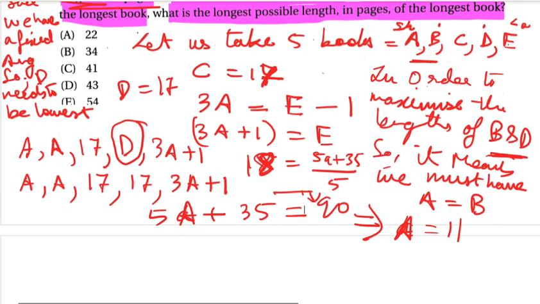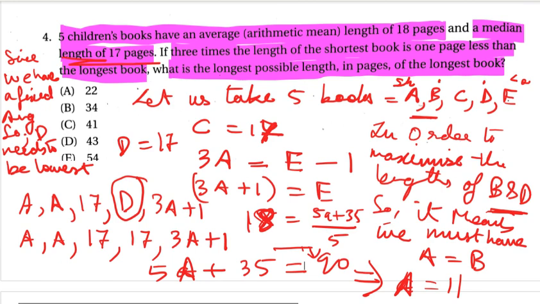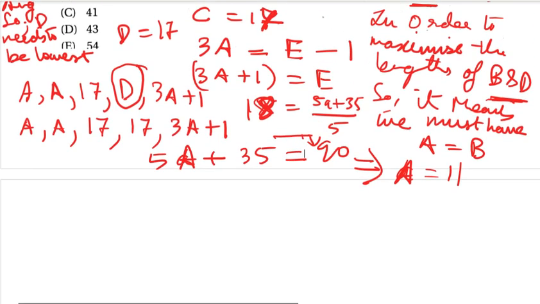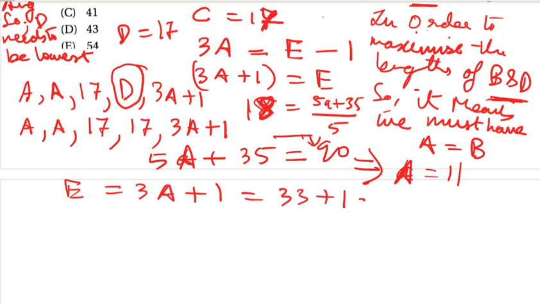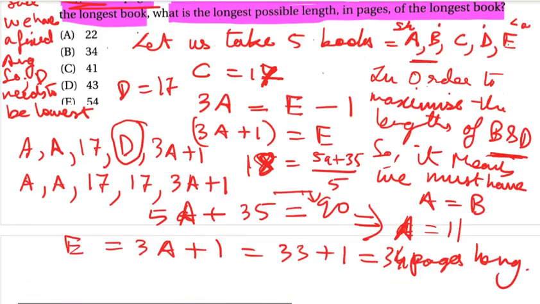So what do we have to find? We have to find the possible length of the longest book. So what is the longest book? The longest book is E, and E is equal to 3A plus 1. So that is 33 plus 1, and that is going to give you 34 pages long. So where is your answer? Which is your option? Option number B is the correct one.